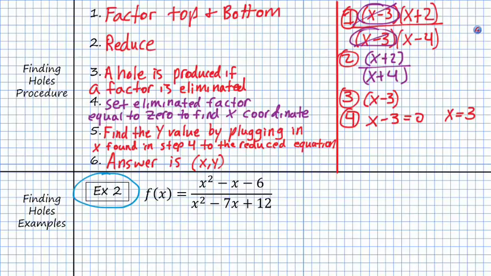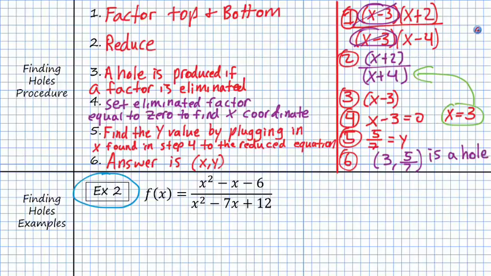Now what I want to do is take that x value and plug it into my reduced equation. So I want to plug 3 into this equation for step 5. All right, so now in step 5, I'm plugging in 3. So 3 plus 2 will give me 5. And then 3 plus 4 will give me 7. So now 5 over 7 is equal to my y value. And so for step 6, I write it as a point. So my point will be 3, 5 over 7 is a hole.